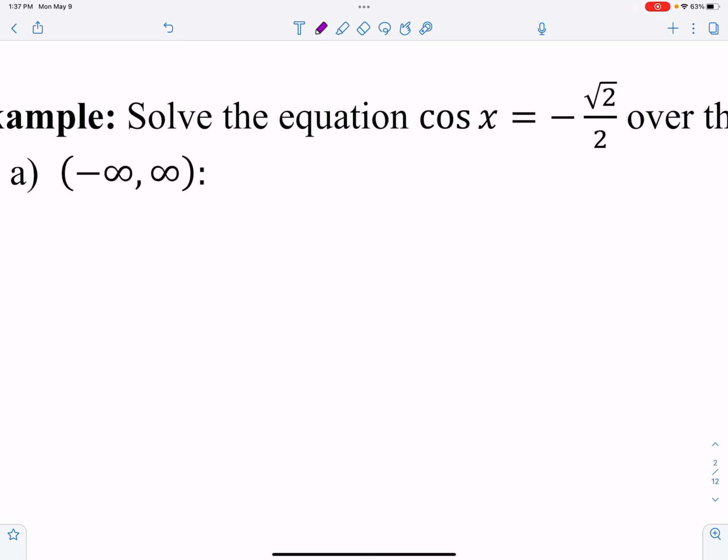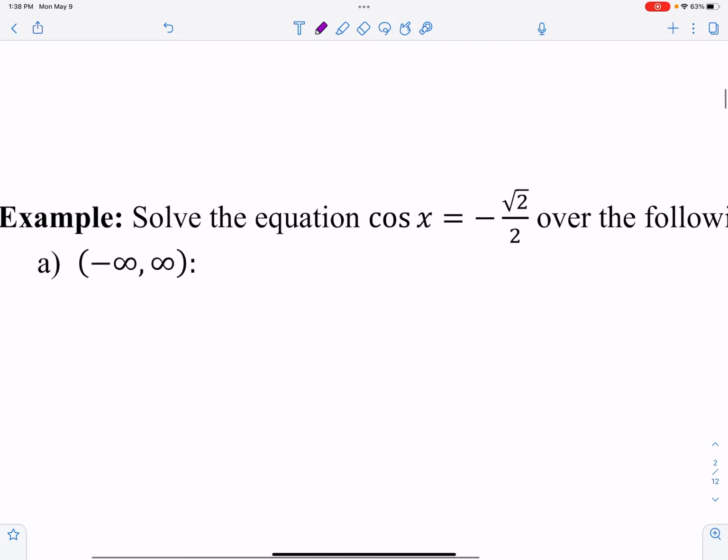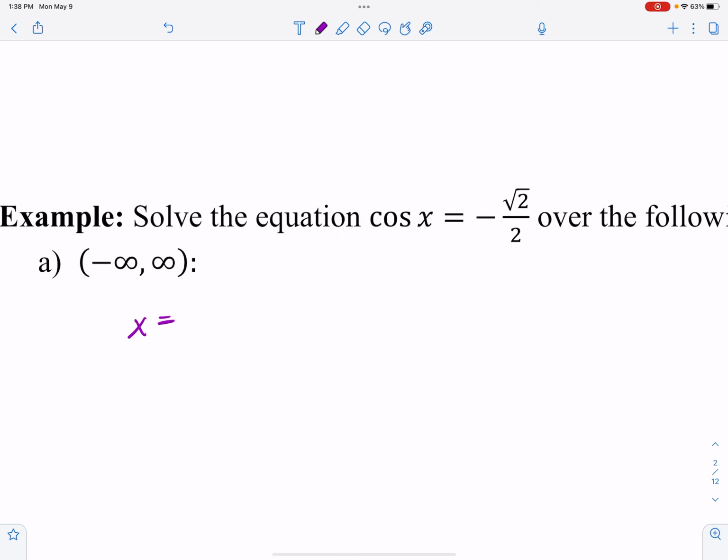And thinking about the graph of cosine oscillating between -1 and 1 from negative infinity to positive infinity, there's going to be infinitely many solutions. So the way that we approach this is we first think, okay, well, over cosine's fundamental period from 0 to 2 pi, there are going to be 2 angles that would make this a true statement. Cosine is negative in quadrant 2 and quadrant 3. So in quadrant 2, that angle would be 3 pi over 4. And then in quadrant 3, that angle would be 5 pi over 4.